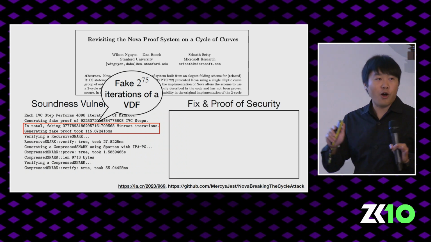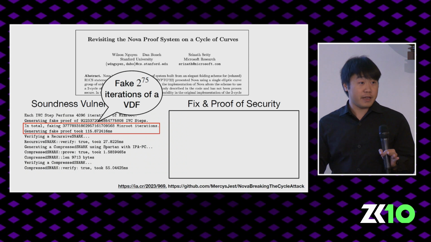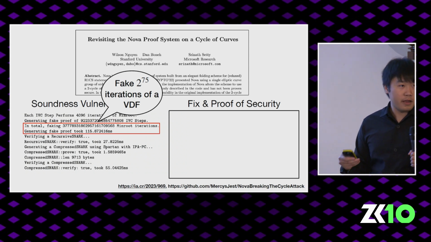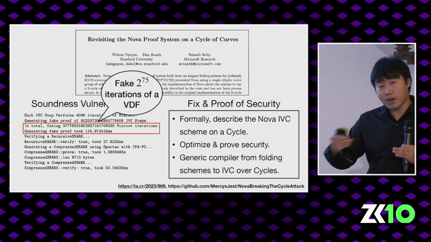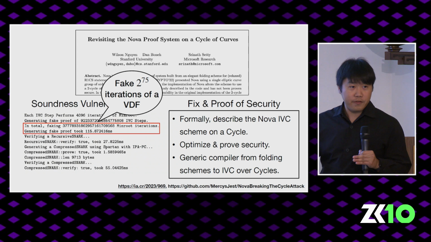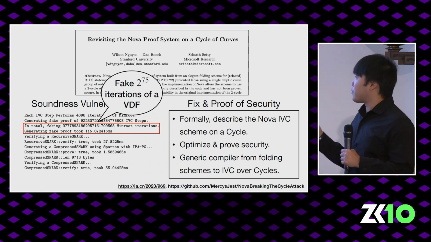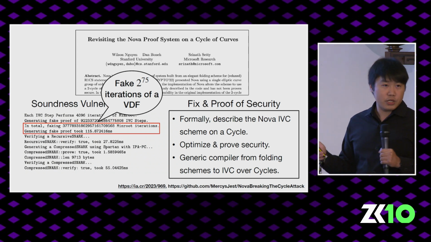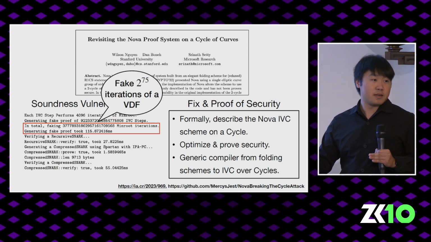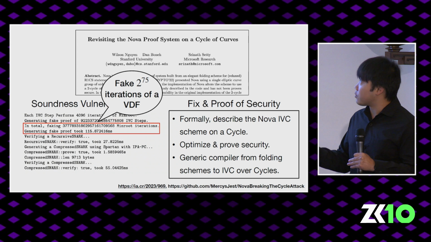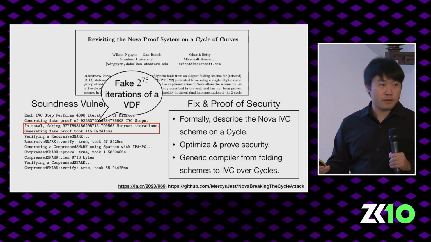And all hope is not lost. We found a fix that actually optimized the efficiency of the recursive verifier and the proof size. And in doing so, we formally describe it and write down a security proof. But we also provide a somewhat generic-ish compiler from folding schemes to IVC over a cycle of curves. And so it can be readily generalized to things like Protostar or HyperNova.